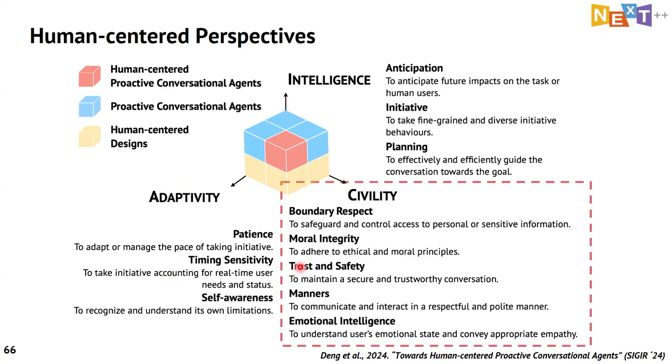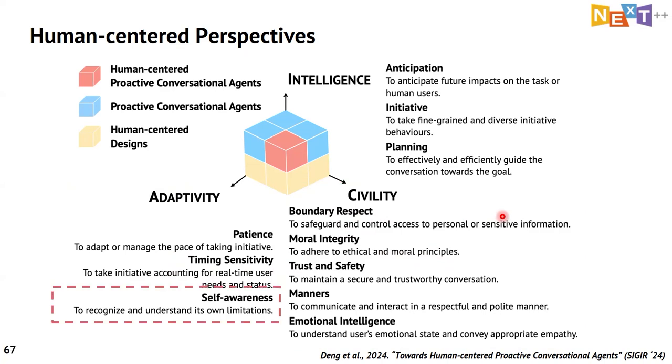And another dimension is about civility. Civility is more about how proactive conversational agents should conform to certain ethical and social norms, be trustworthy and safe, and also not cross the boundary between the human and the AI, to control access to personal and sensitive information. So here I will introduce a work focusing on the self-awareness of the LLMs, which requires the agent to recognize and understand its own limitations.